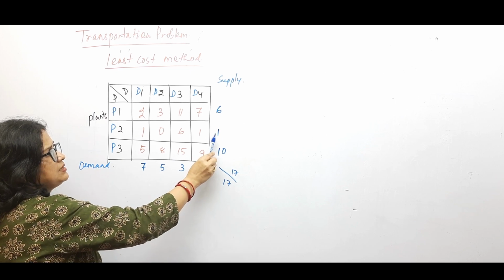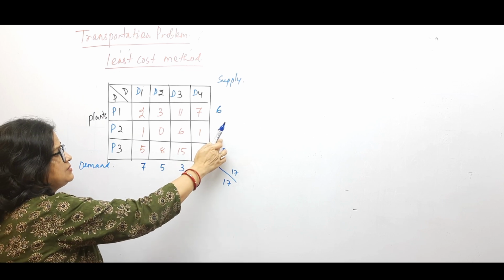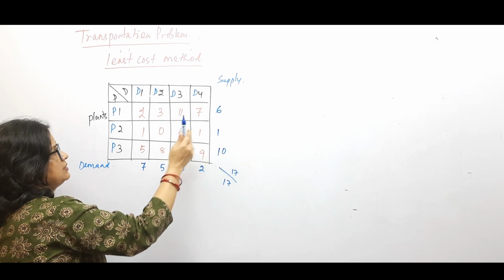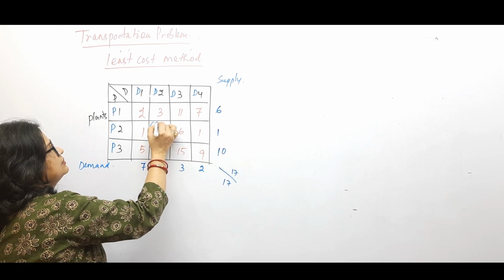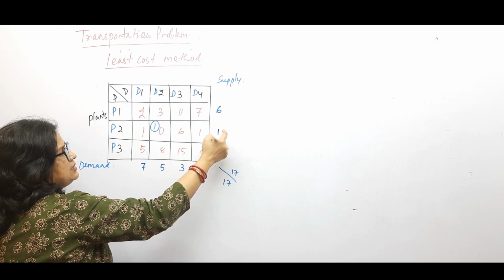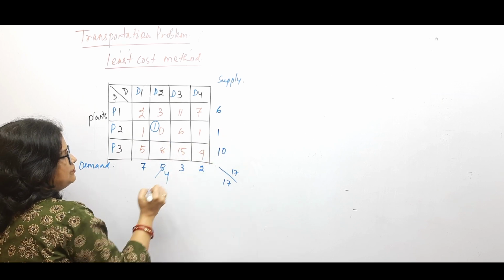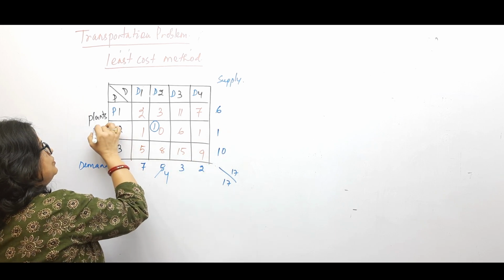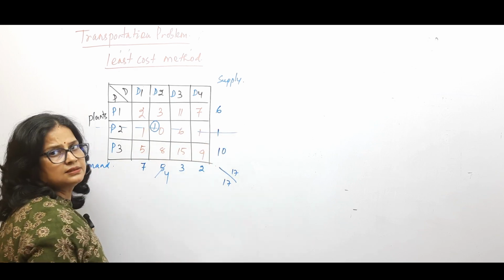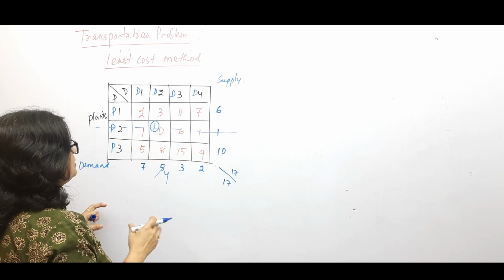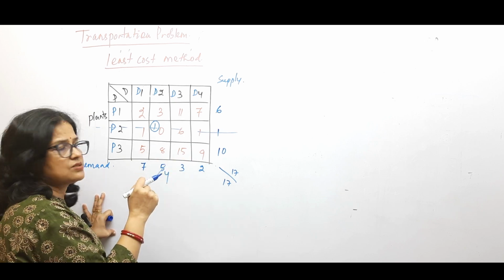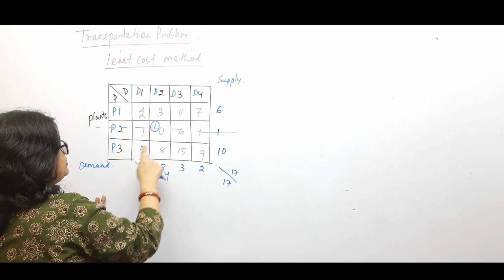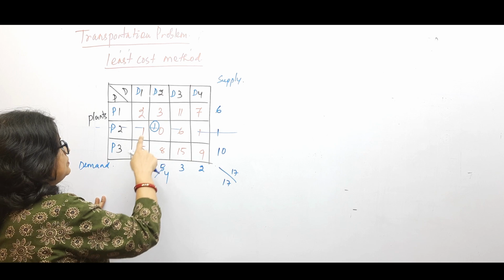Here the maximum assignment we can do is 1, as the supply is 1 and the demand is 5. So let us assign 1 here. When we assign 1 here, this becomes 4. And this whole row is cancelled because it is already assigned. Next we have to search for the next least cost. See here the next is 2, 3, 11, 7, 5, 8, 15, 9. So the least is 2.